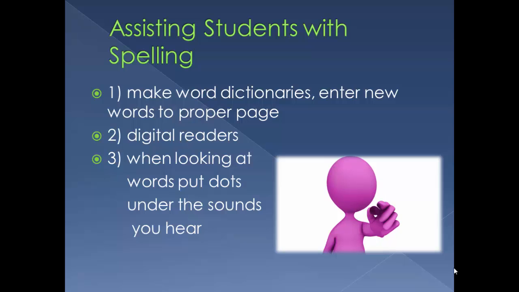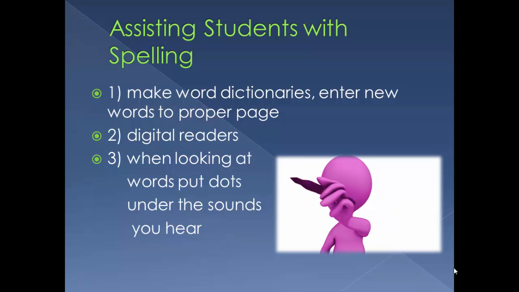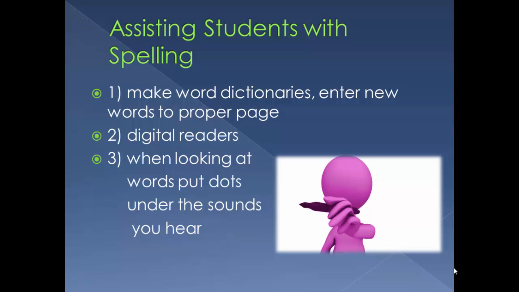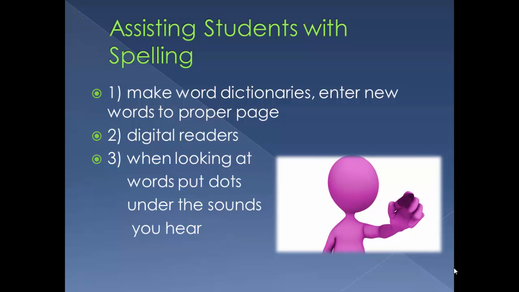A second way to assist students with spelling is through digital readers. Digital readers help students pinpoint mistakes that they have when writing their papers. A third way to assist students is when looking at words, they put dots under the sounds that they hear. If you were to hear the word that, you would put a dot underneath the TH, the A, and then the T. That.